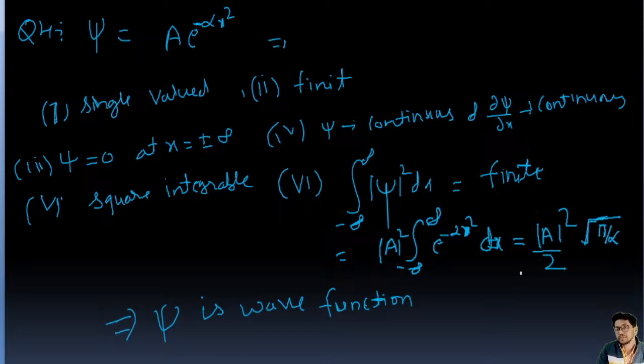Sorry, 1 by 2, now this 2 will come because we are taking the limit like this. So you can see that this is giving a finite value. Very easy integration. It is square integrable as well, and the value of psi is 0 at infinity, and psi is also continuous and differentiable. So that's why this function is a wave function.